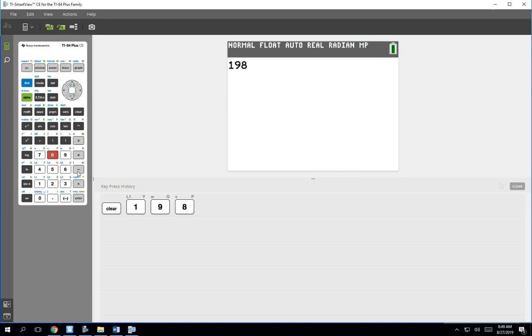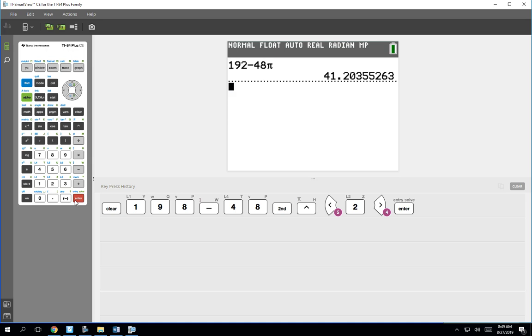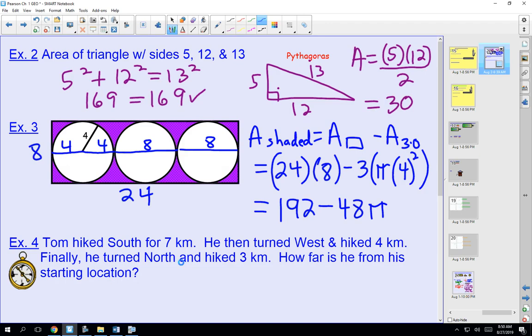You should have a pi button on your calculator. It's 192. Was it 192? Okay, let's change that to 192. So 192 minus 48 pi. Just plug it in like that on your calculator, and then round off at this point instead of using 3.14, multiplying it by 48, rounding off, and then subtracting that and rounding off again. So 41.2 is the wasted area for that guy.